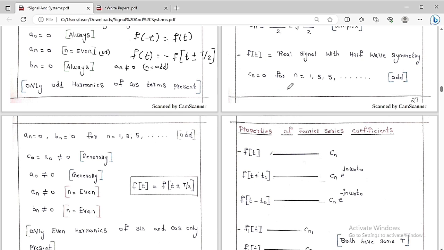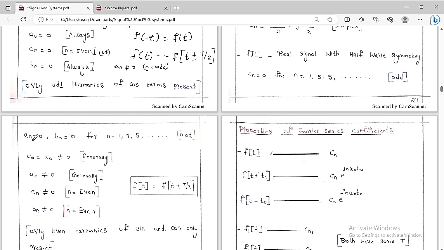Suppose you see C0: it is nothing but, for n equal to 1 onwards, it is going to go. So C0 is the value for n equal to 0, and its value is not equal to 0. Here I have substituted n equal to 0, which is an even value, so its value is not equal to 0. So C0 is not equal to 0 generally.